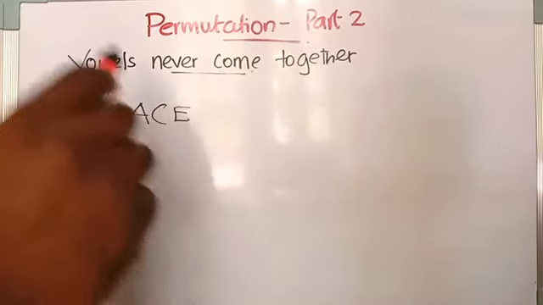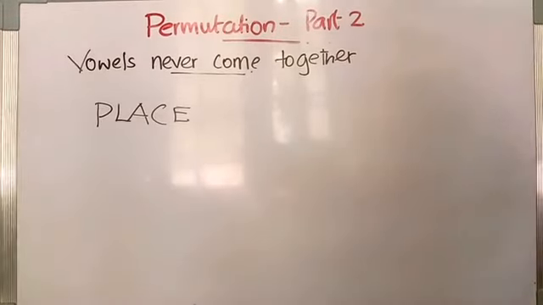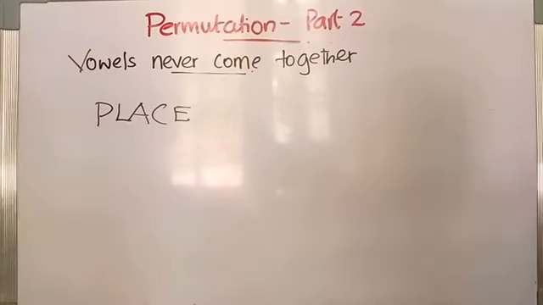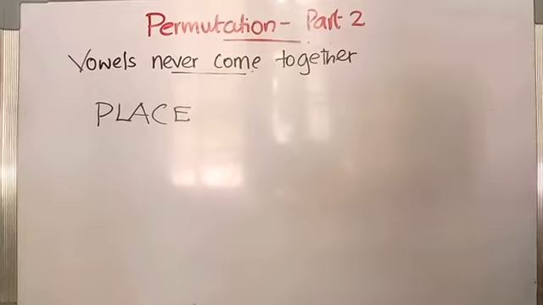When you get a question like this, here we have only one condition, that is, vowels never come together. We don't have any other condition. Here only two vowels are there, so we cannot make any more questions. We will discuss that in the next question. So vowels never come together gives us a very simple idea.